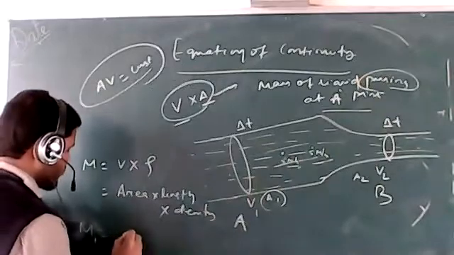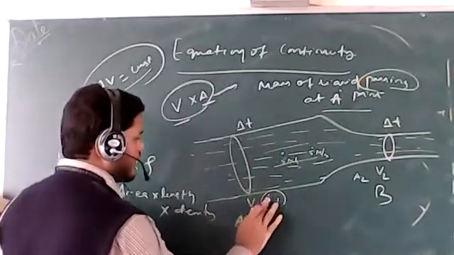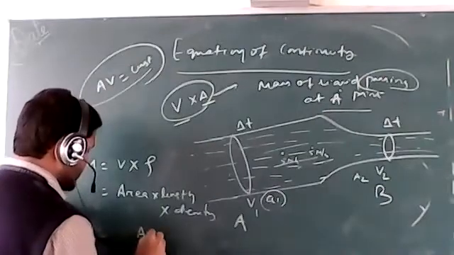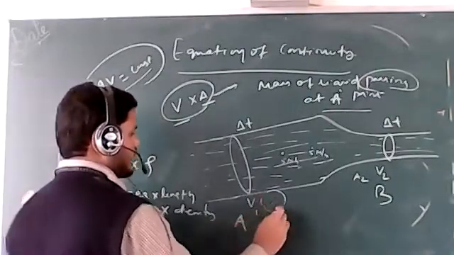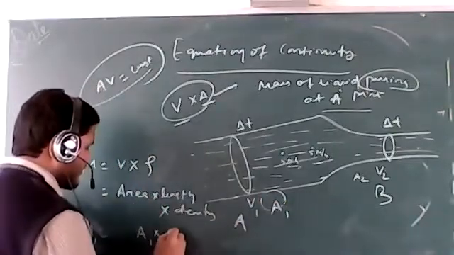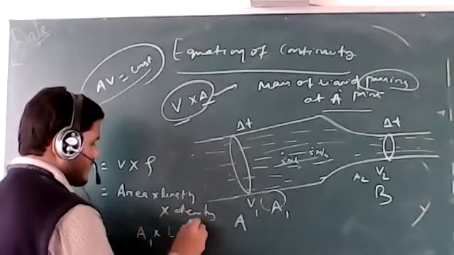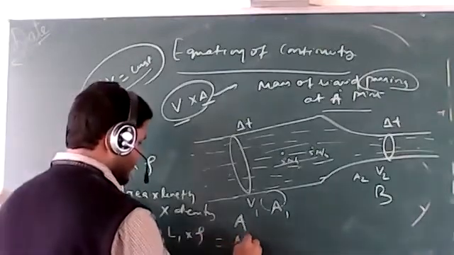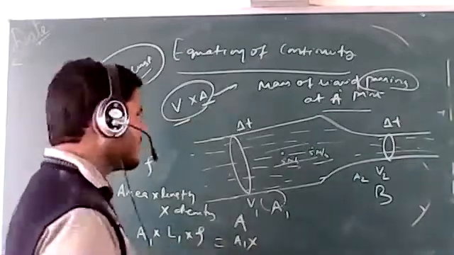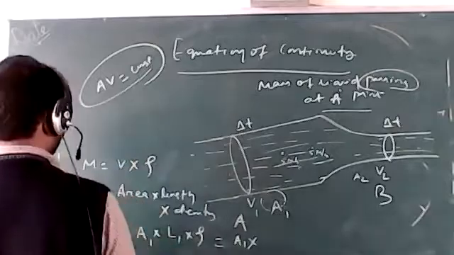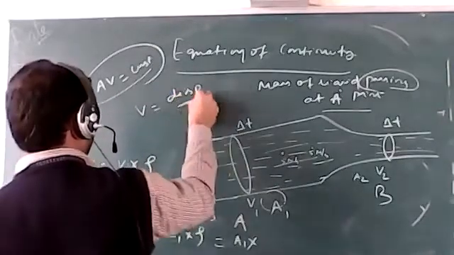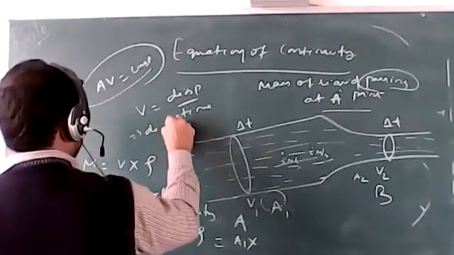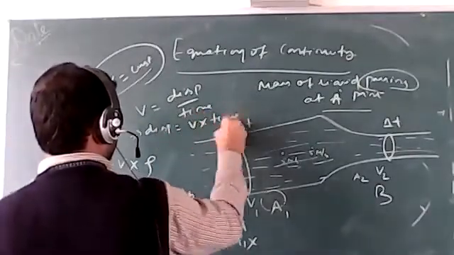So M1 will be how much? First we have considered the area A1, into length, which we take as L1, and the density we consider as rho. Now I am writing another formula also. You know that velocity equals displacement upon time. So displacement equals velocity into time.